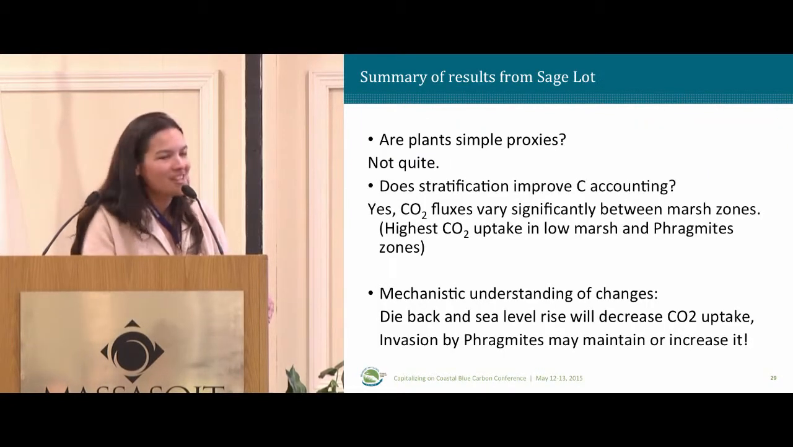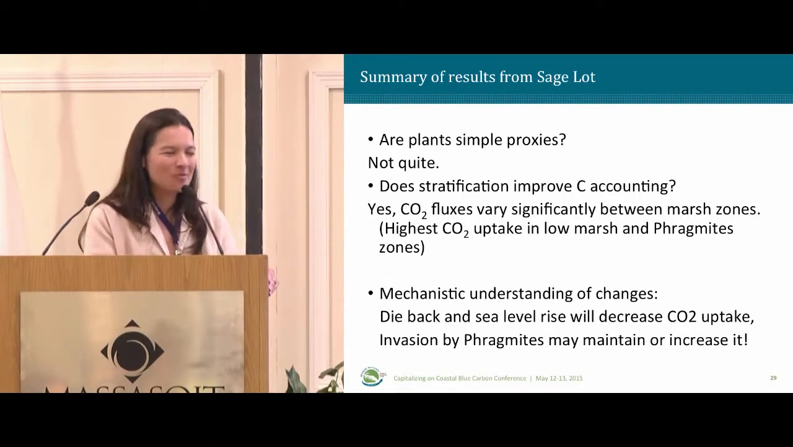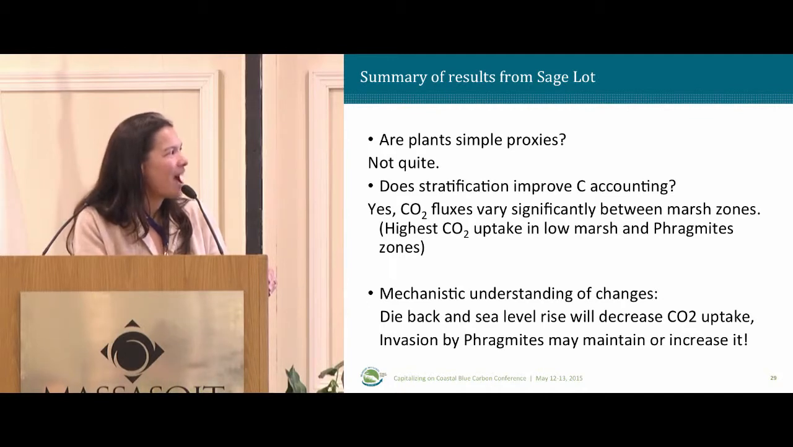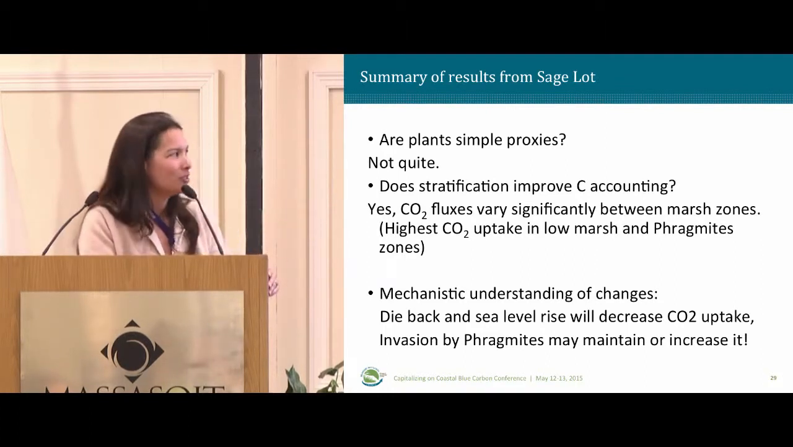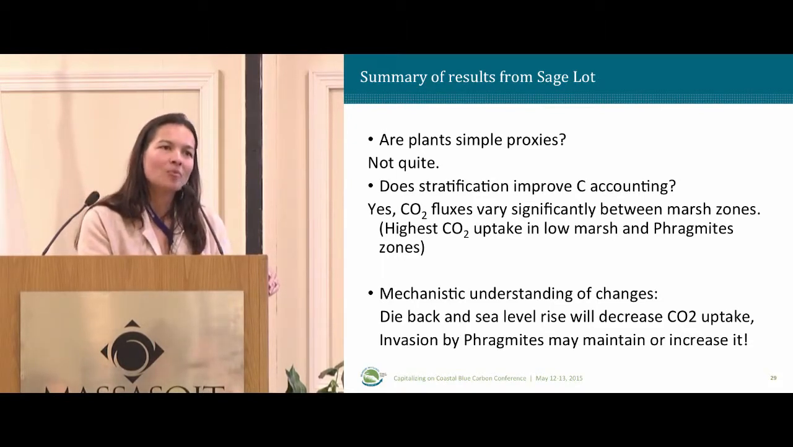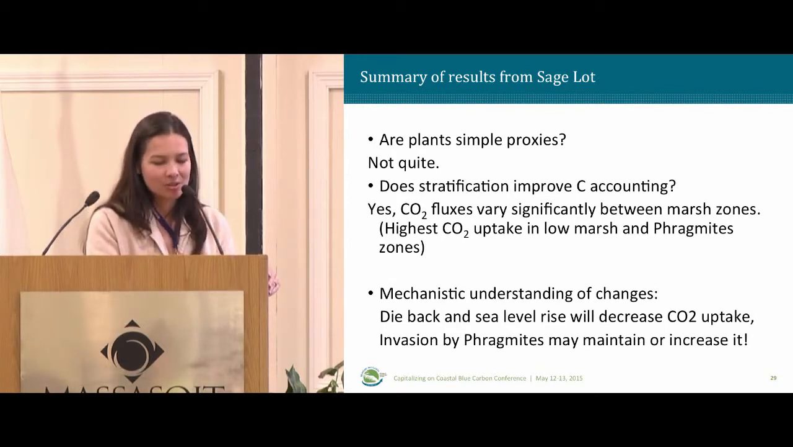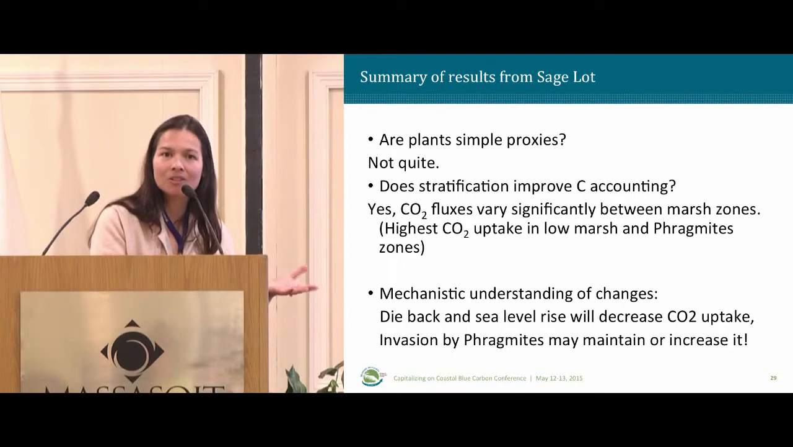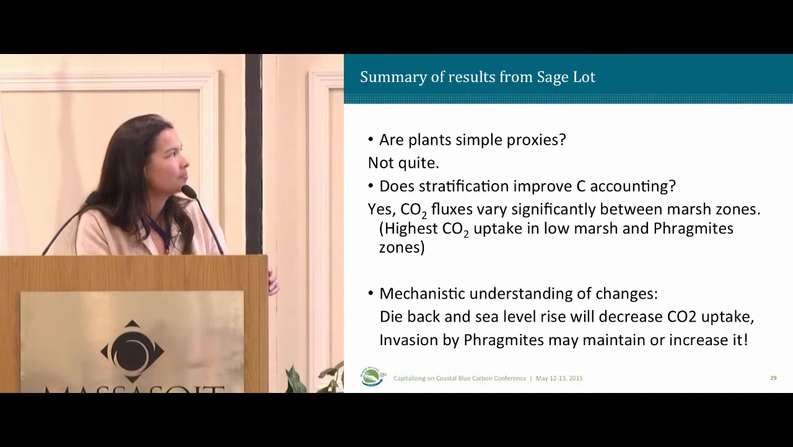So to summarize, can plant zones serve as simple proxies? Unfortunately, I think the answer is no, but they certainly can be helpful in improving accuracy of our carbon accounting, because we did see that some zones have much higher fluxes than others. There is more work to do, frankly, to understand the mechanistic causes behind these, but it looks clear that invasion may actually maintain or increase CO2 uptake, while sea level rise, if it causes the waterlogging that we've been observing, would tend to decrease that CO2 uptake.